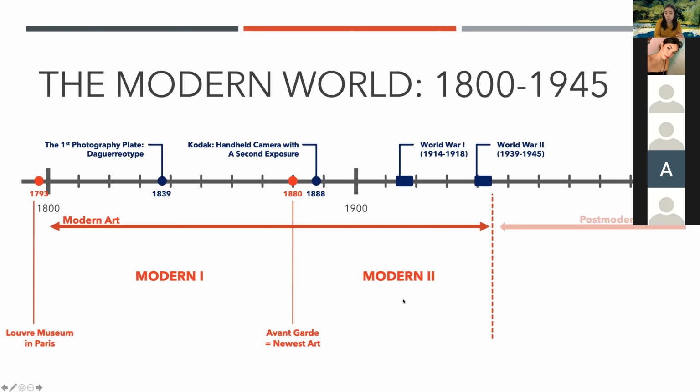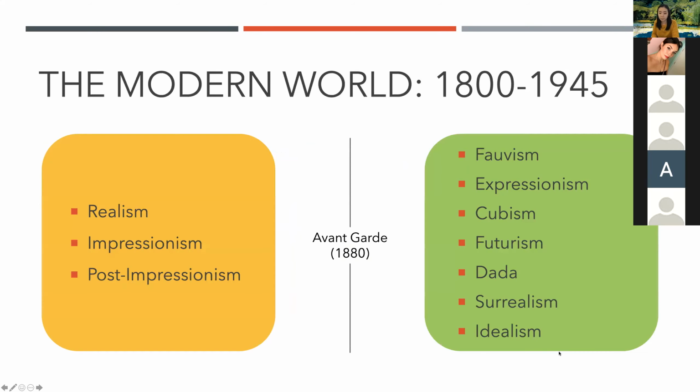So artists needed something new rather than realistic art, because of the photographers' invention. So the avant-garde means newest art. After the avant-garde, art history began to write a totally different story. So here is the avant-garde.